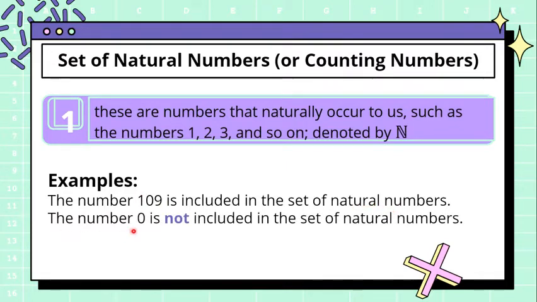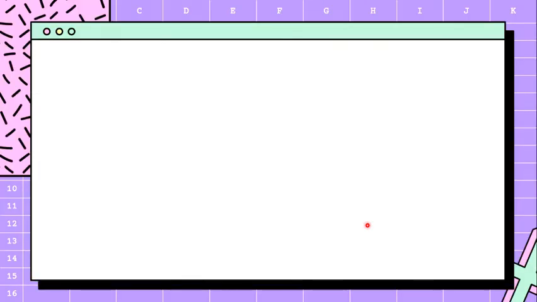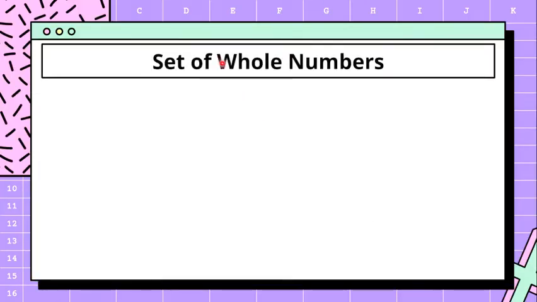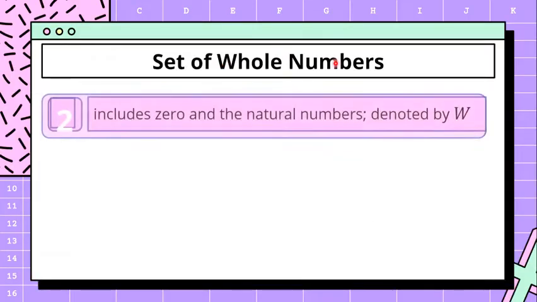However, 0 is not included in the set of natural numbers. As I have said earlier, we do not start with 0 when counting, right? We start with 1. So 0 is not included in the set of natural numbers. So the second is what we call the set of whole numbers. This time it includes 0 and the natural numbers.